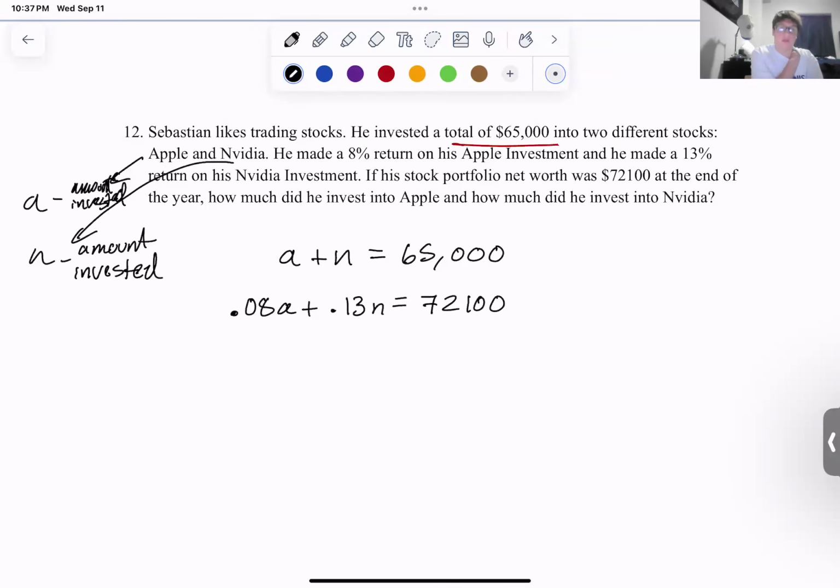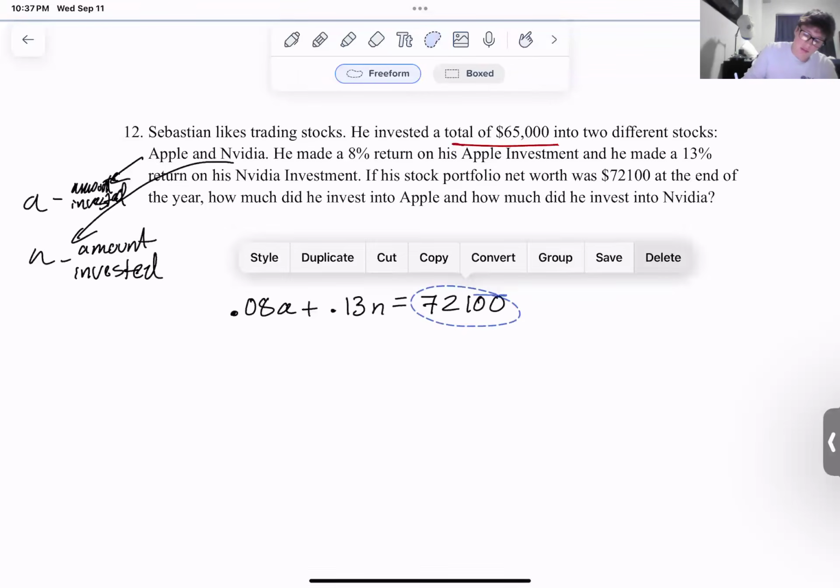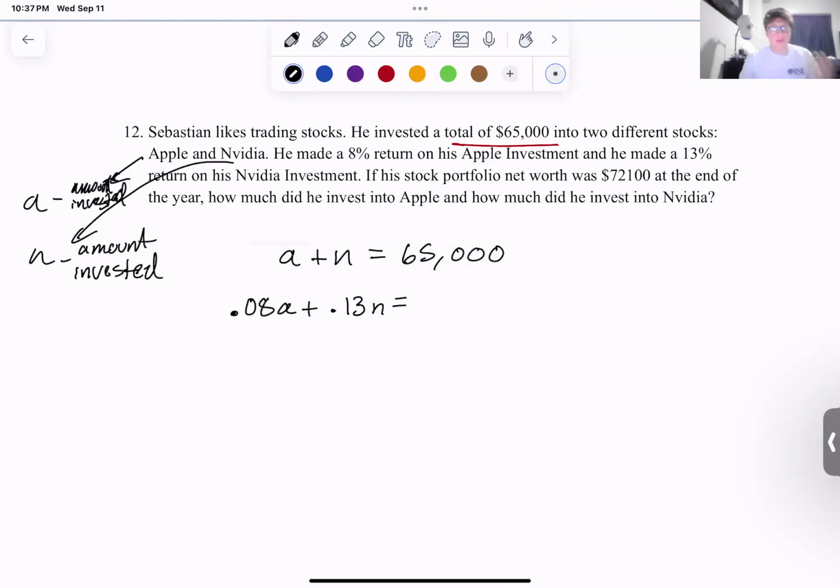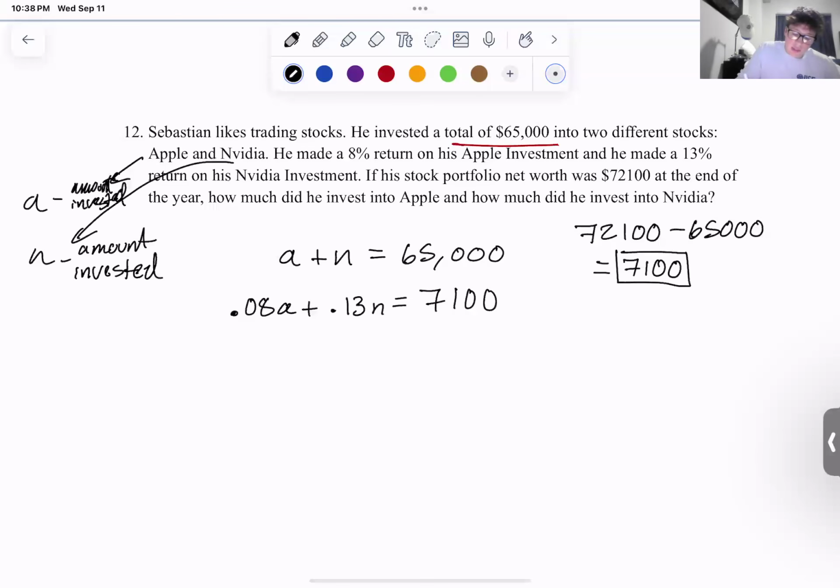It isn't what my return was, right? So how I find the actual value of return is, okay, well, if at the start I had $65,000 and then at the end I have $72,100, then that means 72,100 minus 65,000. That means I made $7,100 from my stocks. So this should be equal to 7,100. So be careful. That's just a little example of where they can try and trick you. Please be careful. Read the problem. Make sure you know what it's asking you and what it's telling you.